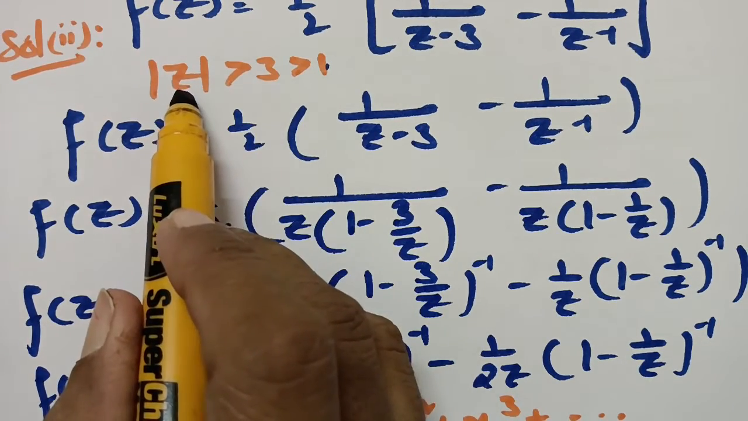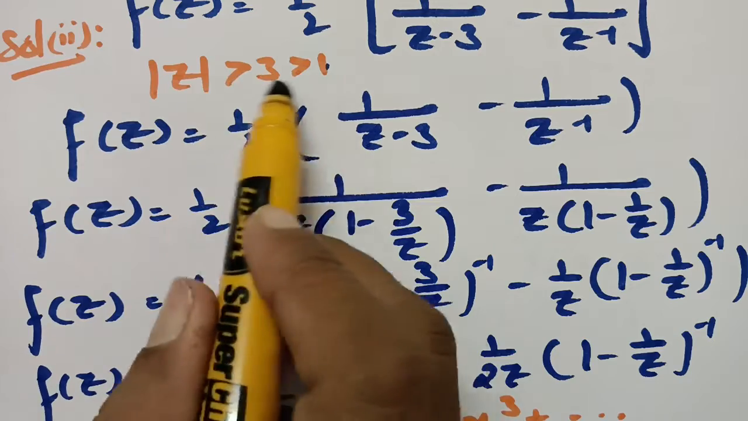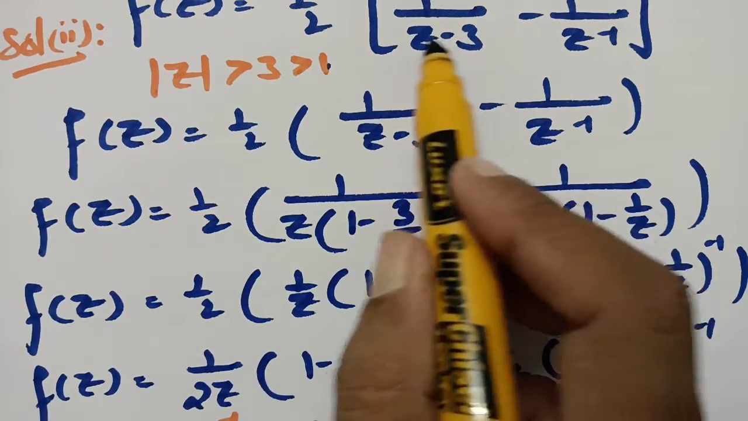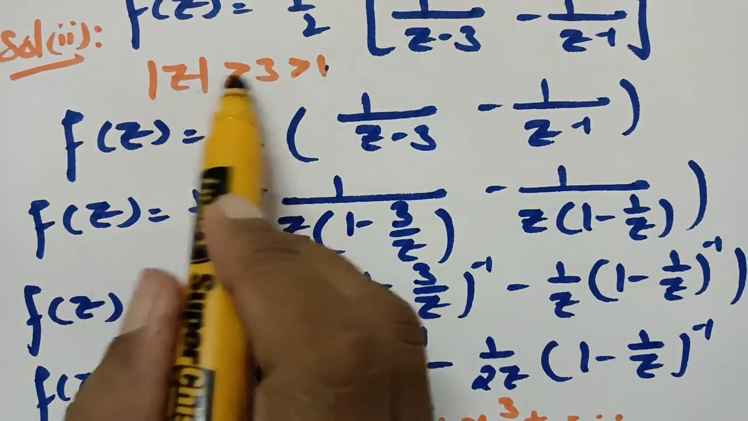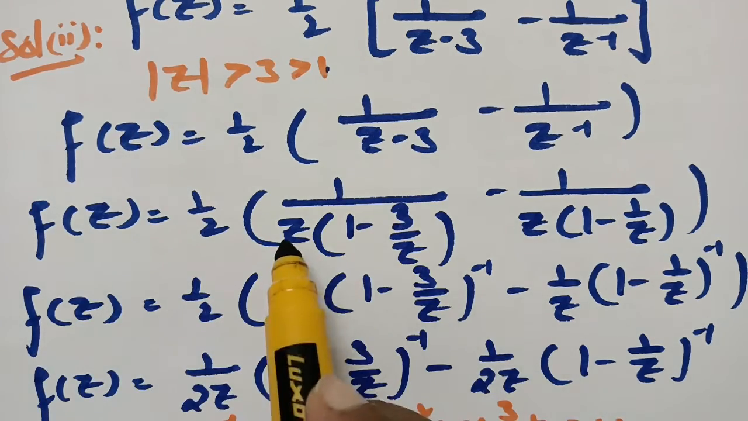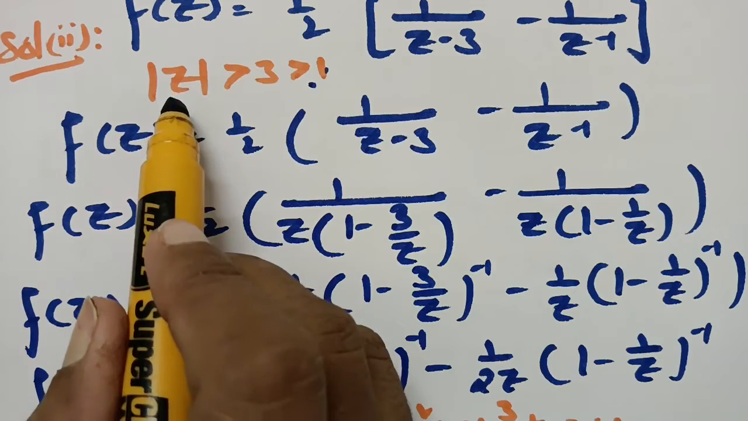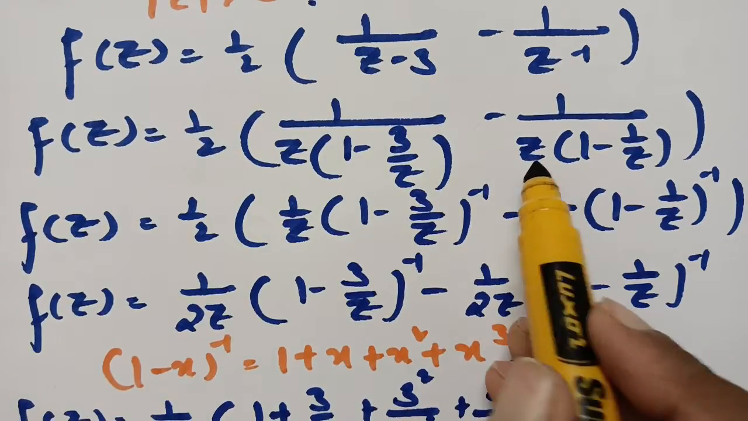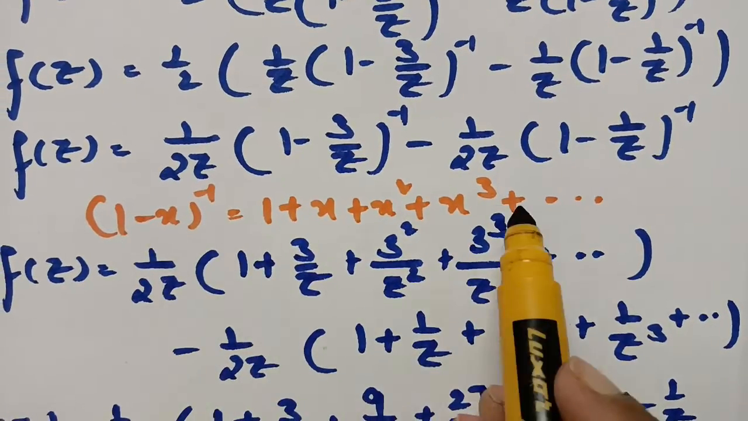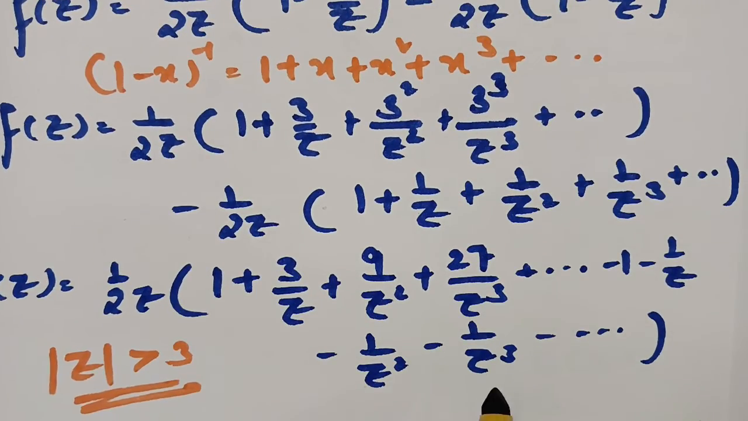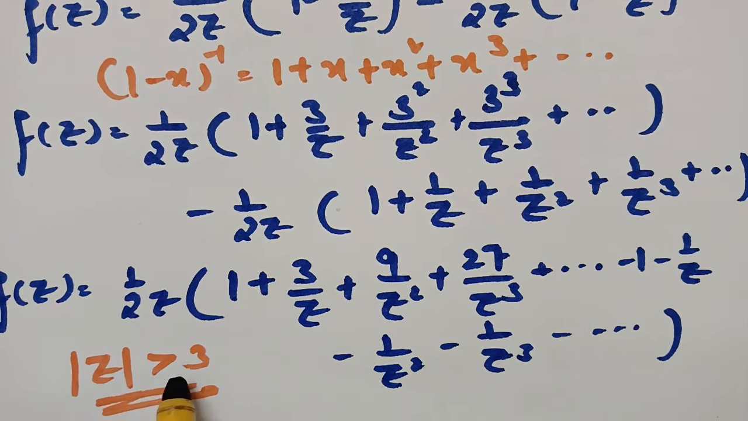If it's greater than 3, it is even greater than 1. So this is the continuation part. And among z and 3, which one is greater? Among z and 3, z is greater. So I have taken z common, and among z and 1, z is greater. So I have taken z common, and I have used this expansion, and after expanding, this is the expansion using Laurent series for the region mod z greater than 3.